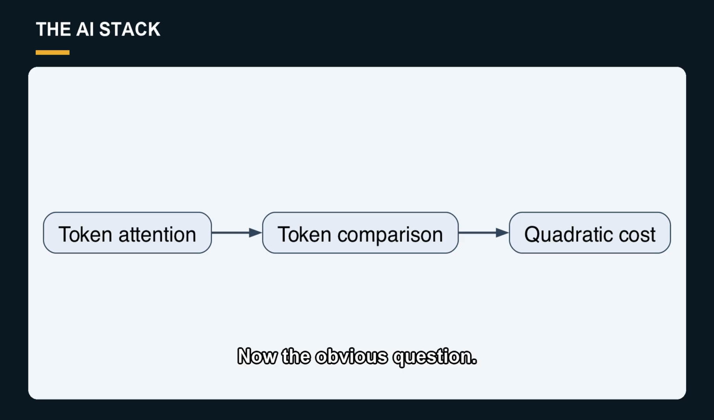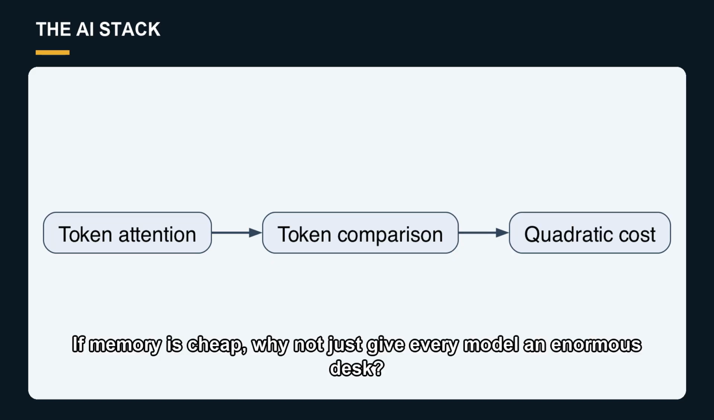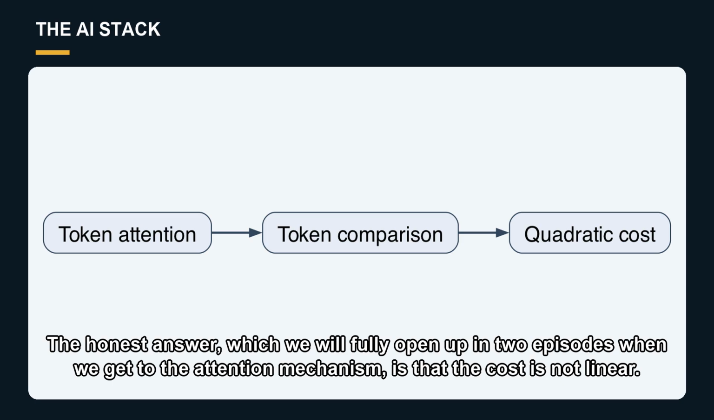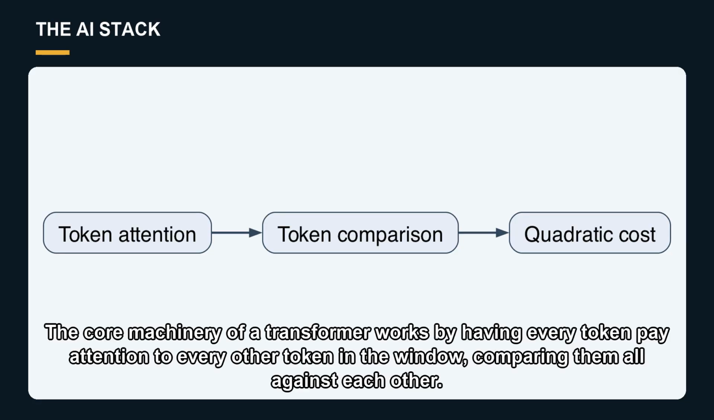Now, the obvious question: why is there a limit at all? If memory is cheap, why not just give every model an enormous desk? The honest answer, which we will fully open up in 2 episodes when we get to the attention mechanism, is that the cost is not linear. The core machinery of a transformer works by having every token pay attention to every other token in the window, comparing them all against each other.